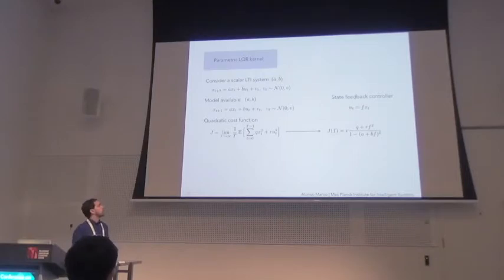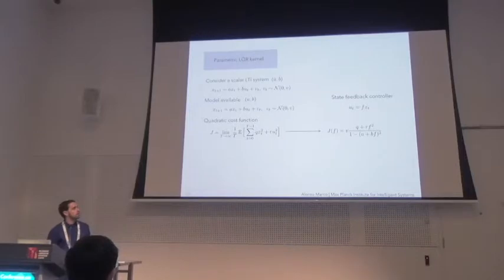So let's start with the parametric LQR kernel. Let's consider that we have a scalar linear time invariant system with parameters A hat and B hat that are unknown to us. However, we assume that we have a model available which is good enough. We assume that we can control this model with this state feedback controller, and we have a way to penalize the state's deviation from the references using a Wiener process.